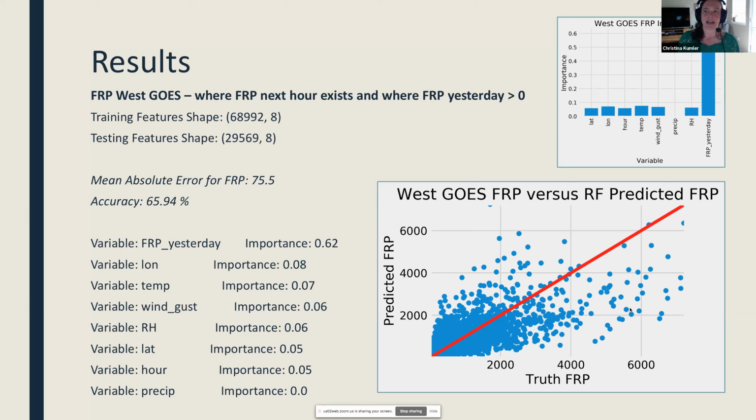If the importance is higher, that means there is more weight to that variable input in determining and deciding the final FRP value. The plot on the bottom just shows us predicted FRP mapped against truth FRP, and you can see that it tends to stick close to the one-to-one line, but we do have issues when the truth FRP is higher. The predicted FRP doesn't seem to catch those higher magnitudes.